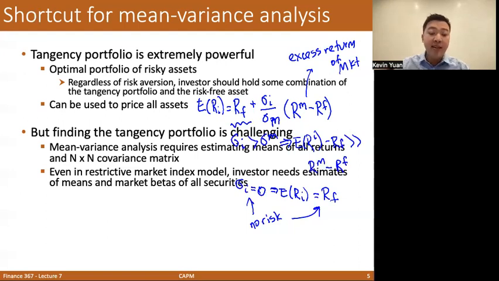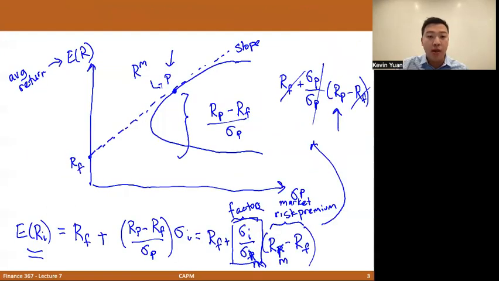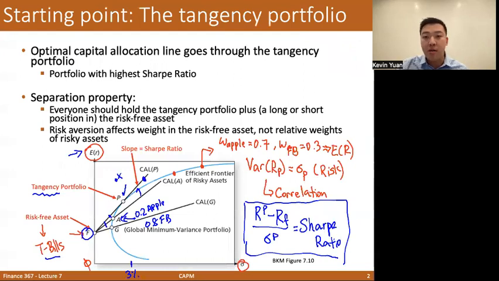And again, finding the tangency portfolio is quite challenging. I don't want to say that finding the tangency portfolio is challenging, but if we were to do mean variance analysis of, let's say, N assets in the economy, that immediately becomes very challenging. Because in our first example, we were actually only looking at 2 stocks, Apple and Facebook. That's manageable. Maybe 3 stocks you can kind of do.